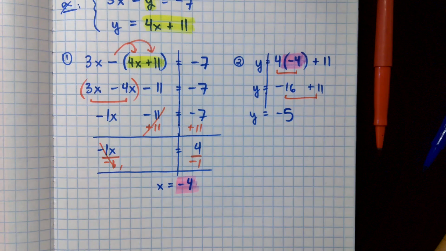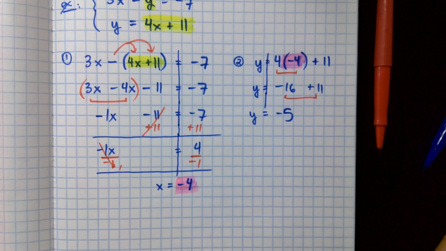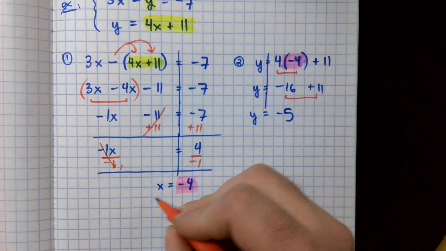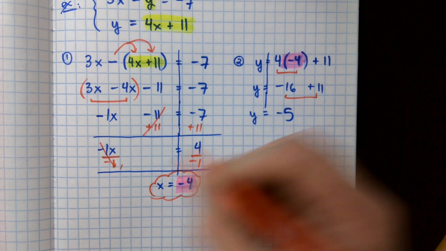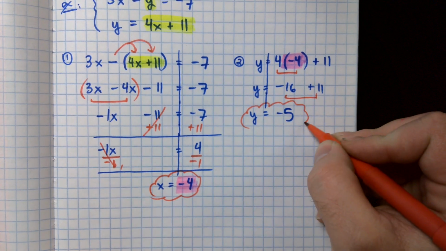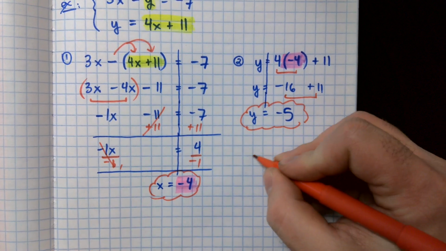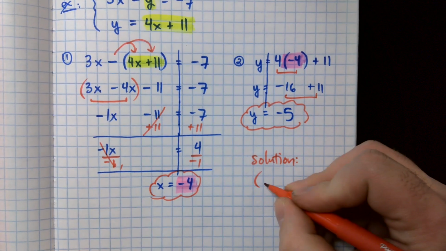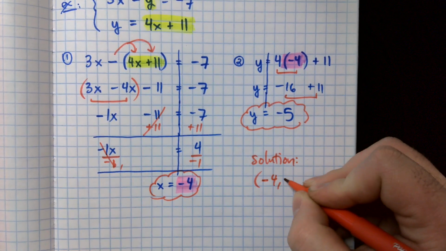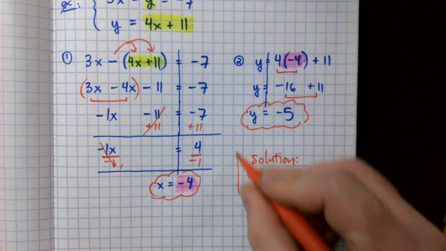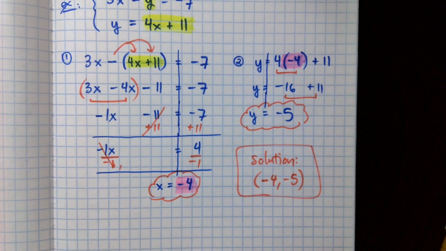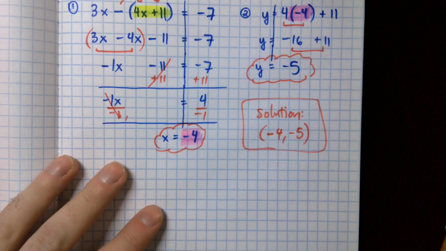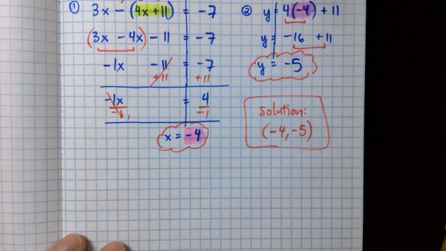So, I've got x equals negative 4. I've got y equals negative 5. What is the solution to this system? Negative 4, comma, negative 5. There's my final answer. Say that now.